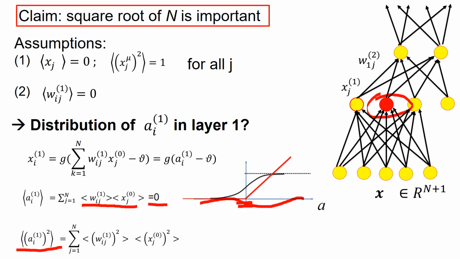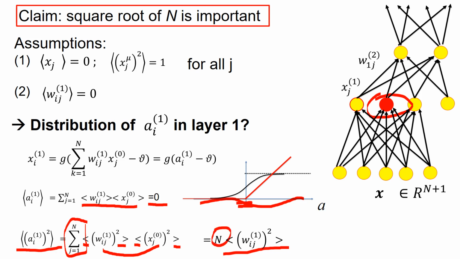When I initialized my weights randomly, I didn't know anything about the input distribution. Therefore, the averaging signs can go inside and they are independent. So this average is independent of that average, and therefore I can perform the averages. And what I get is, well, this has average 1. Each of these terms has an average that I want to calculate. And I have n of these terms, and therefore I have this factor n which appears here.